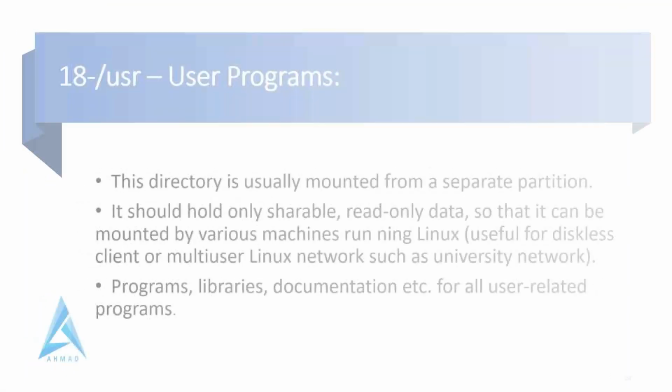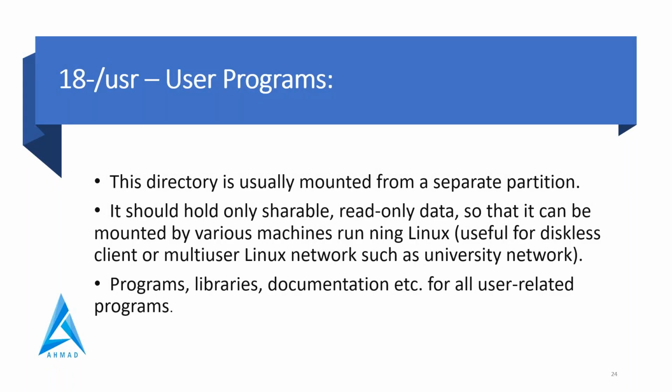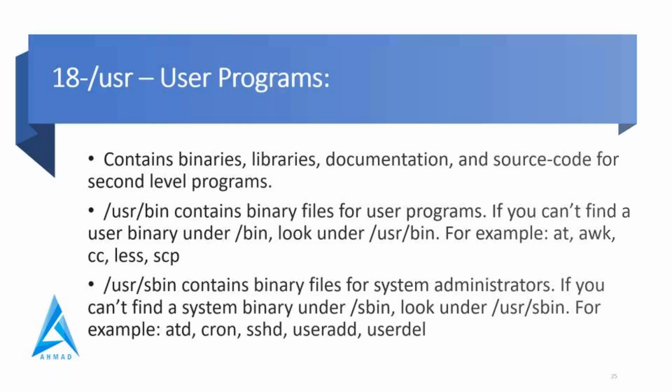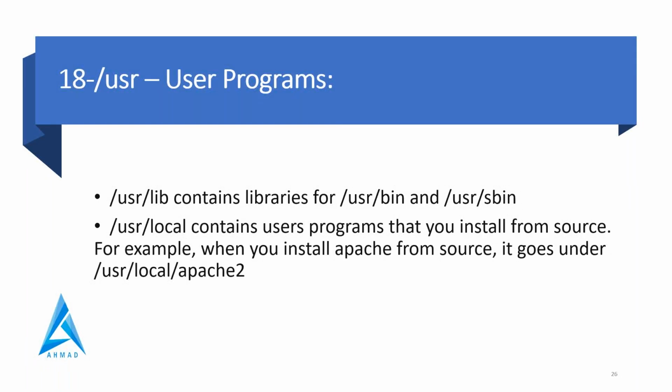And the next is usr, user programs. This is usually mounted from a separate partition. It holds only shareable read-only data, so that it can be mounted by various machines. It contains programs, libraries, documentation, etc. for all user-related programs. It also contains usr/bin. So these are things like useradd, awk, cc, less, scp, cron, sshd, userdel. These are the user programs which are stored here. And usr/lib is also there, usr/sbin, usr/local, containing user programs. So you will get this many things here.